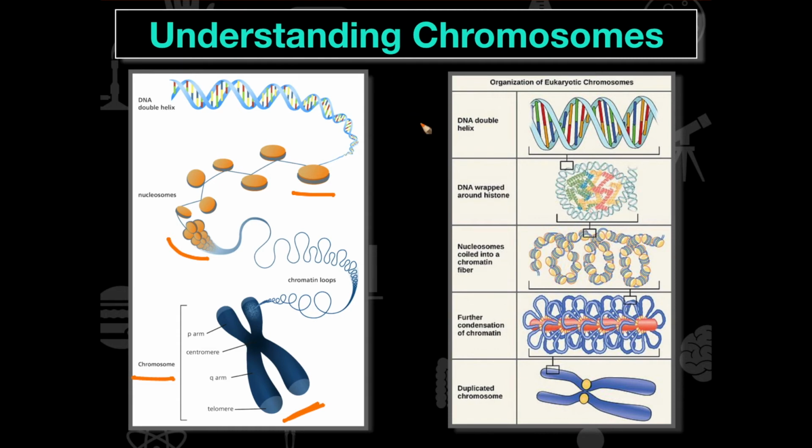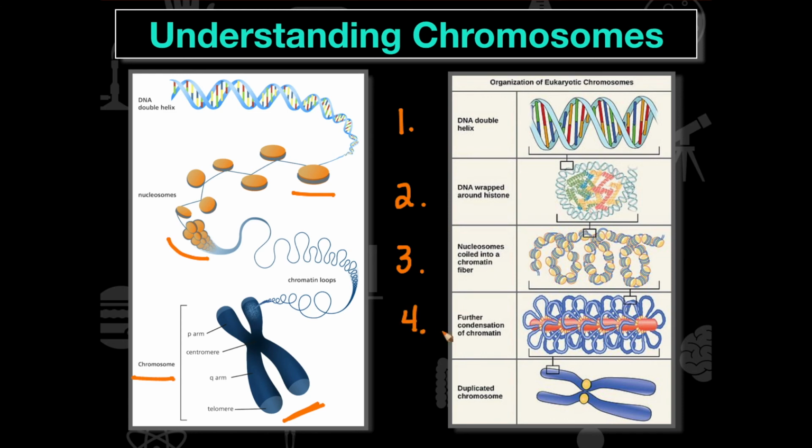So if we're thinking about hierarchy here, one, we have our DNA double helix. And then we're going to wrap that DNA double helix around proteins, which we call histones. Now we're going to take those histones and get to our third level here, and we're going to wind them up, and we're going to form chromatin, and we're going to form nucleosomes, which are a bunch of histones put together.